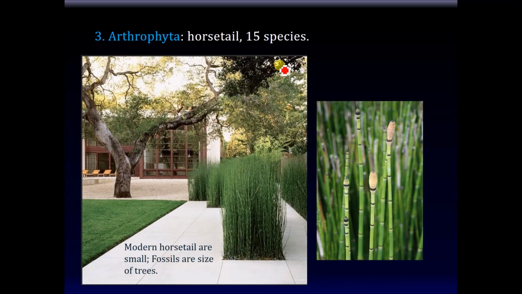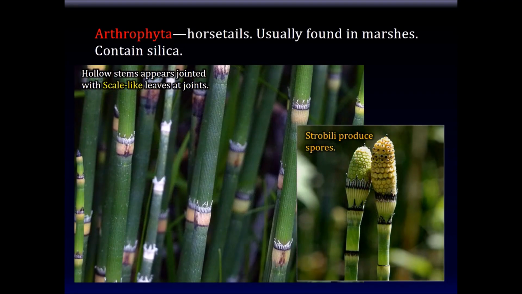Third up on the list are the horsetails, or the Arthrophyta. Modern horsetails are small, but the fossils are as big as trees, so these plants used to be quite big at one time. Horsetails are called horsetails, obviously because they look like horsetails. Apparently only some 15 species of these are left. They're usually found in marshes, and they contain silica. Their hollow stems appear jointed like this, although it's not quite jointed, and there are scaly leaves at these joints.